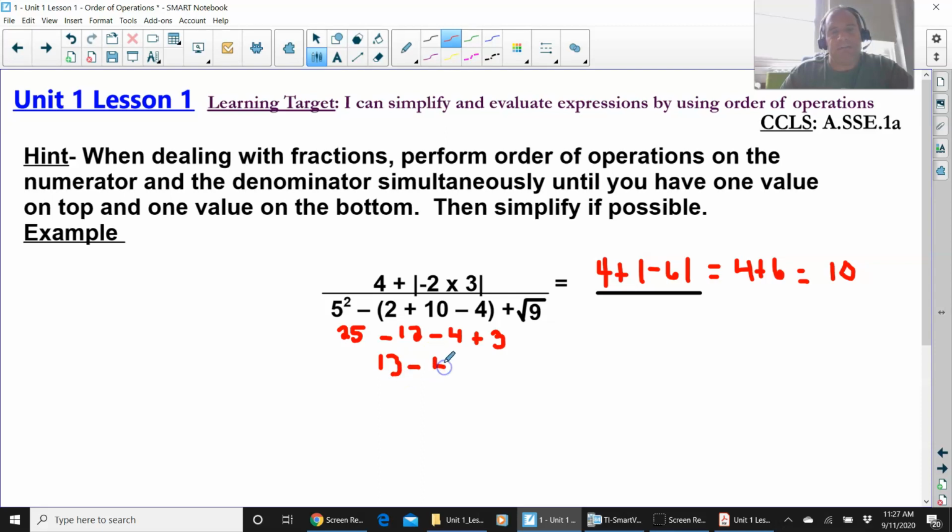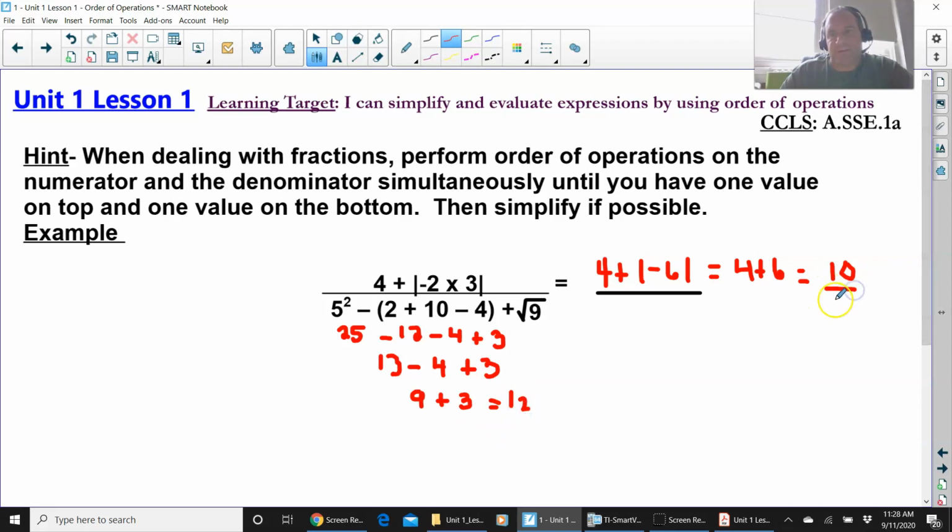And I'm going to bring down minus 4 and plus 3. And I still have addition and subtraction in that same problem and no other operation. So I'm going to work again from left to right. So 13 minus 4, which is 9. And then finally I have 9 plus 3, which is 12.